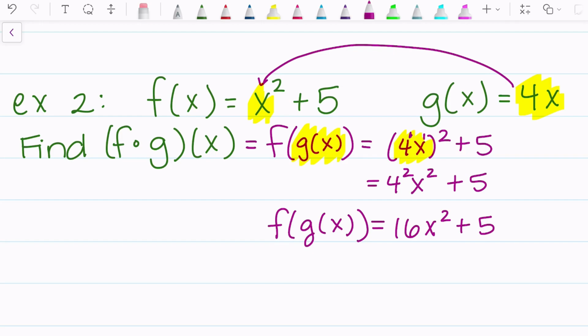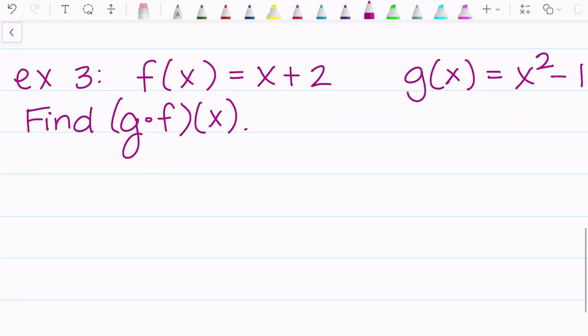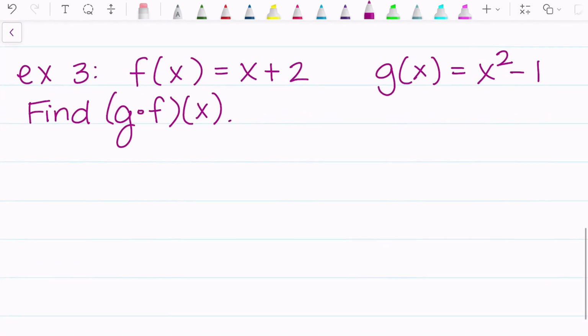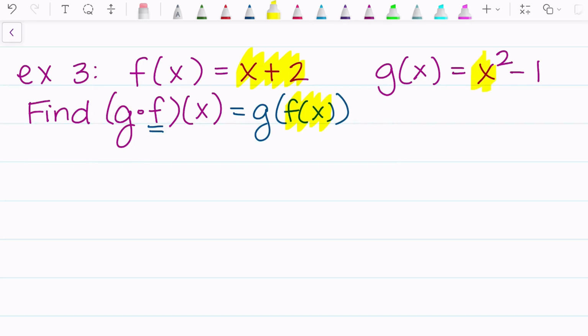All right, this really can be taken up a notch when your inner function is being squared and it's a binomial. So for this problem, I am going to rewrite it as g of f of x. Again, I like to put it in this notation because it's more clear. This second letter is what goes on the inside. That's your inner function, so this is my inner function this time. That is f of x, and I'm plugging it in for x. So I'm going to be doing x plus 2 in parentheses squared minus 1.